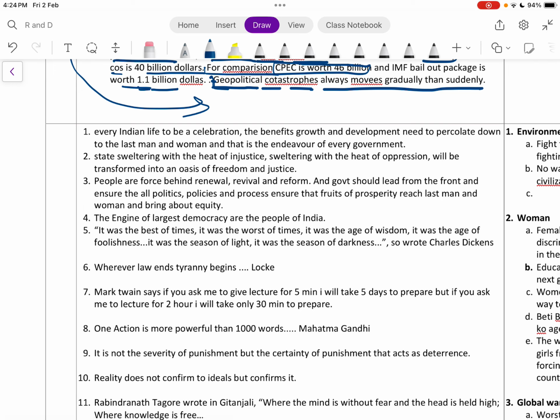Okay, this would be a good conclusion. For every Indian's life to be a celebration, the benefit of growth and development needs to percolate down to the last man and woman, and that is the endeavor of every government. Okay?